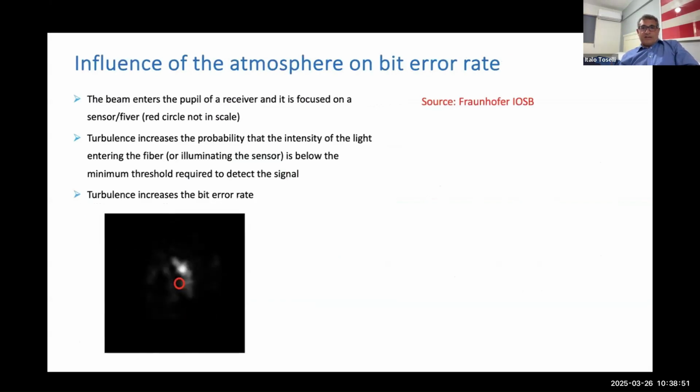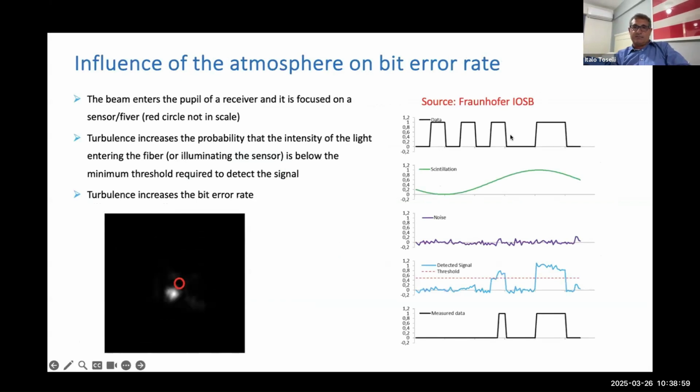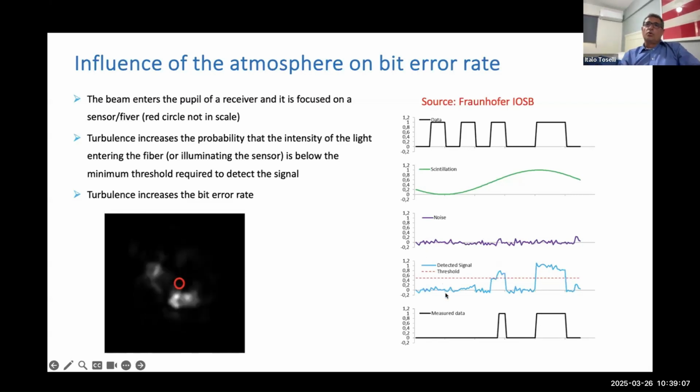On the bit error rate, the same. When you have a sequence of bits, 0, 1, and you have scintillation, you also have noise, and you see that there are bits that you're going to lose. So you're going to lose in bit error rate due to scintillation.